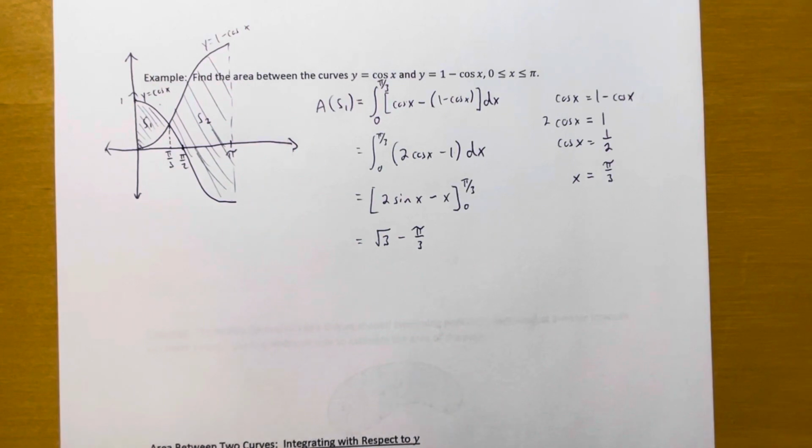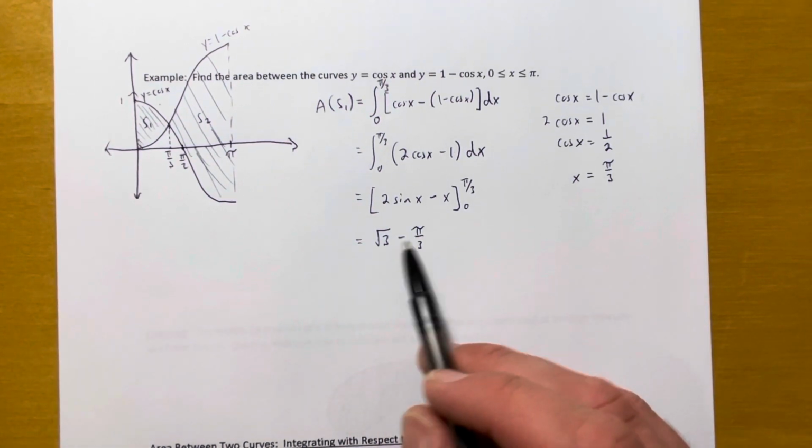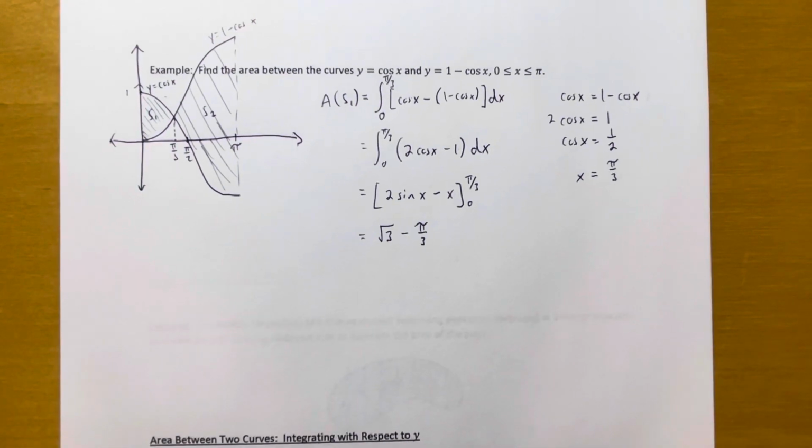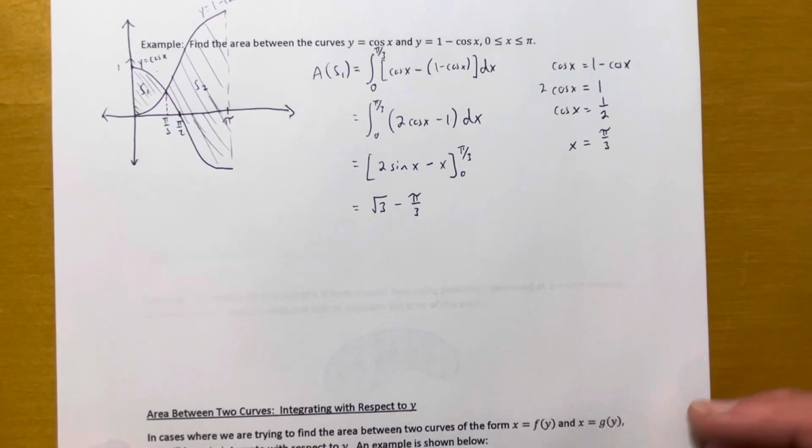Please, please, please do not go plug that into a calculator and give me a decimal. Because if you do that, you're giving me a rounded, inaccurate answer. This is the accurate answer. Write this. Okay, leave things in radicals and pies. It's much better to do that.